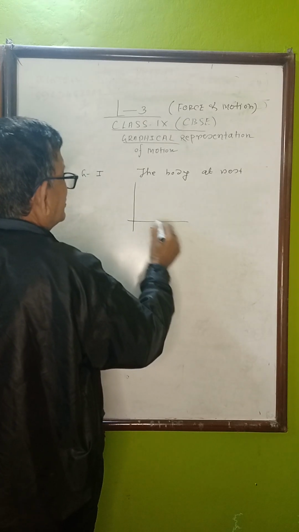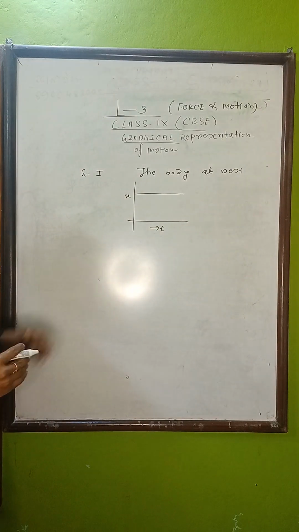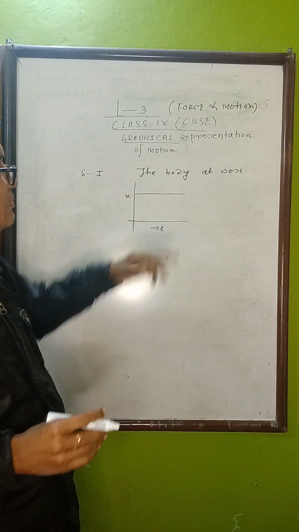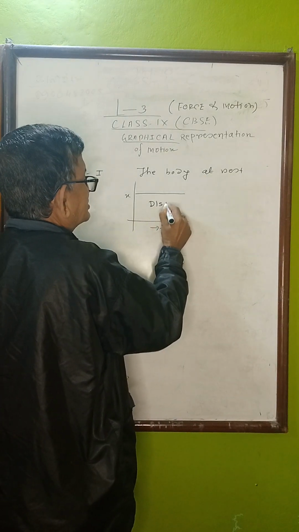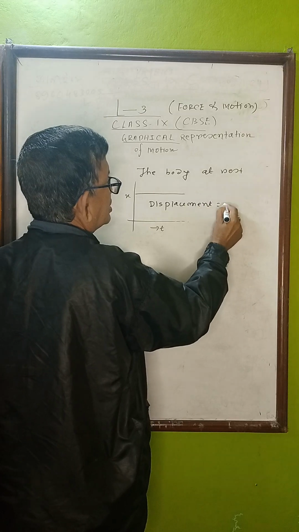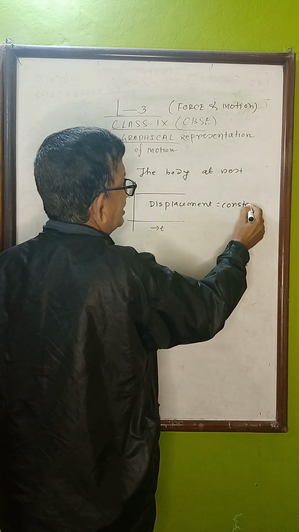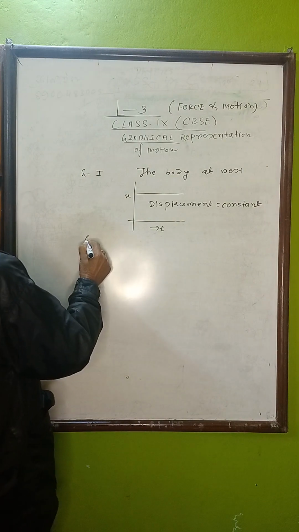Now this is time, and this is displacement, parallel. If displacement is parallel to time, that means displacement is constant.